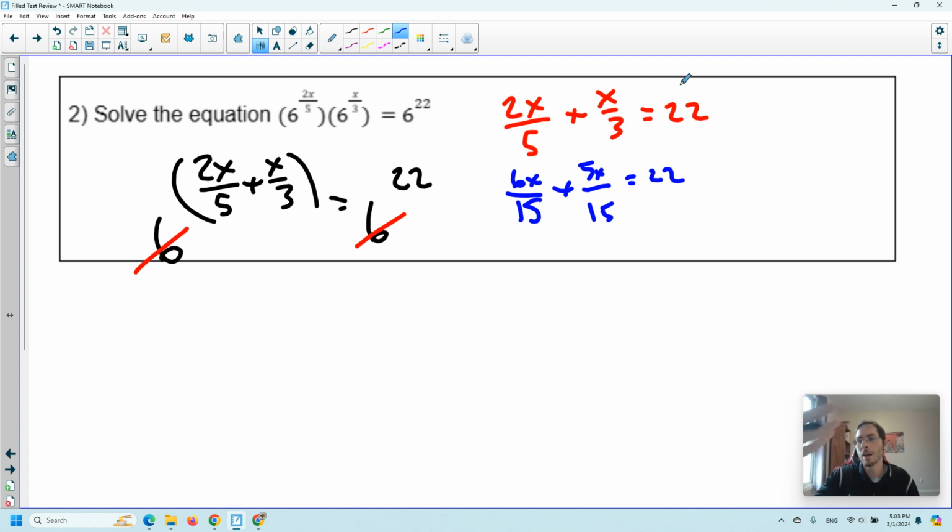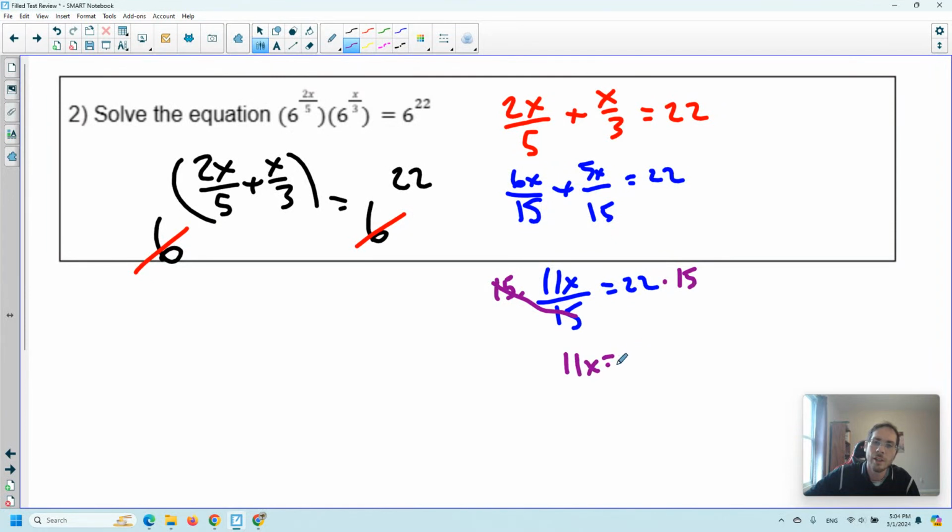So now that the two denominators are the same, I can just add the tops. Remember, when we add fractions, we don't add the bottoms together. We don't add the denominators. They just stay as 15. 6x's plus 5x's is 11x's. So I get 11x over 15 equals 22. I have to undo the 15, so I'm going to multiply both sides by 15.